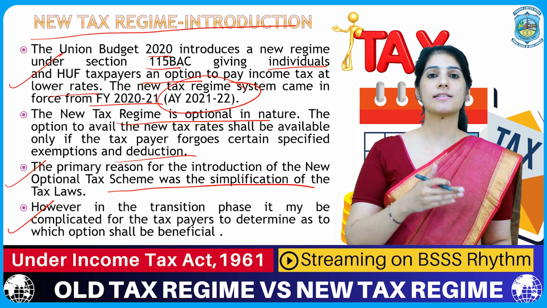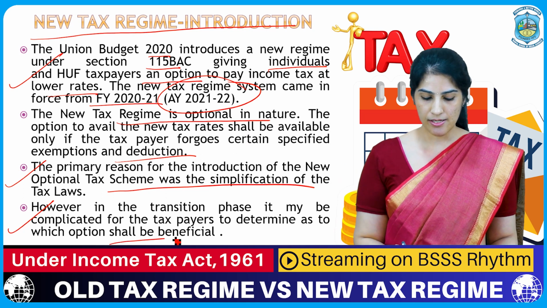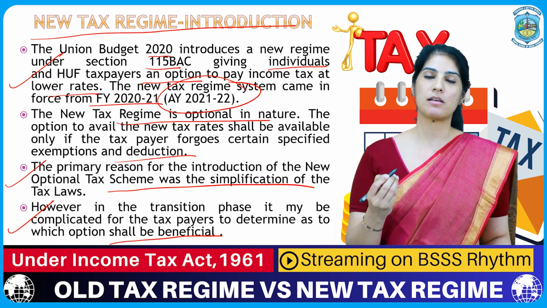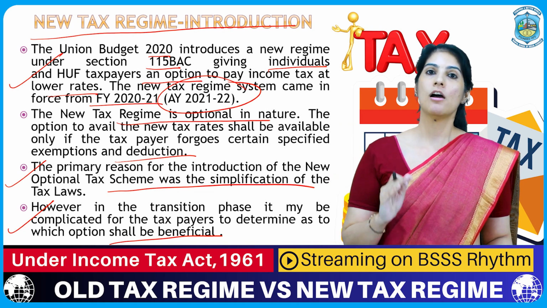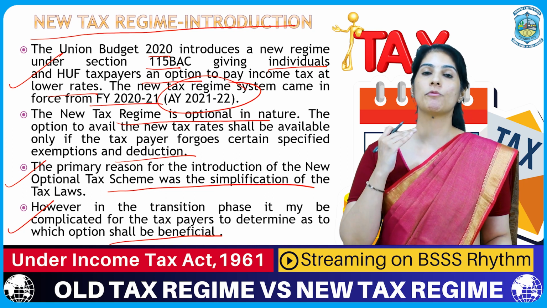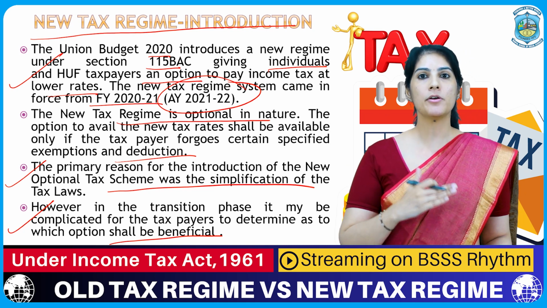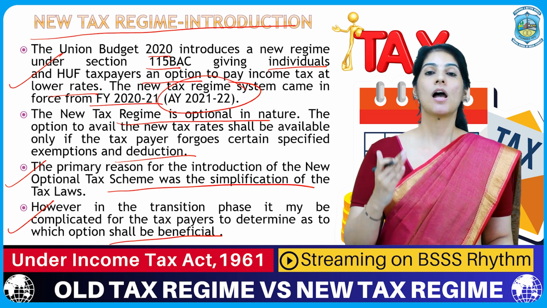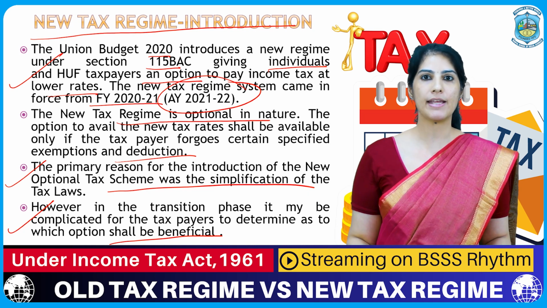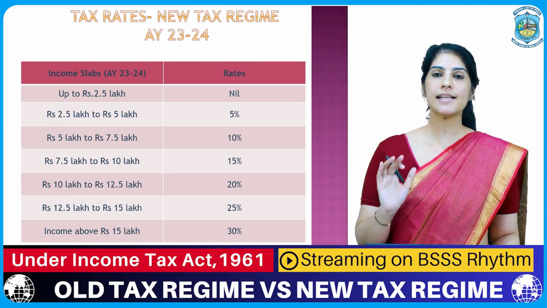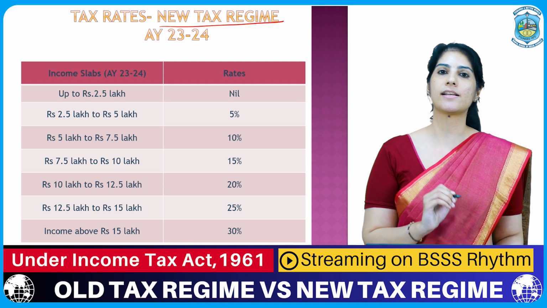But in this transition phase from the old tax regime to the new tax regime, there may be some complications where the taxpayer may not be able to decide which scheme he or she must opt for. For that, a clear picture of what deductions and what exemptions we have to forego in order to opt for the new scheme, as well as what will be the income tax payable if we opt for the new scheme, should be very clear. So now, let us have a look at the rates that are applicable under the new tax regime.